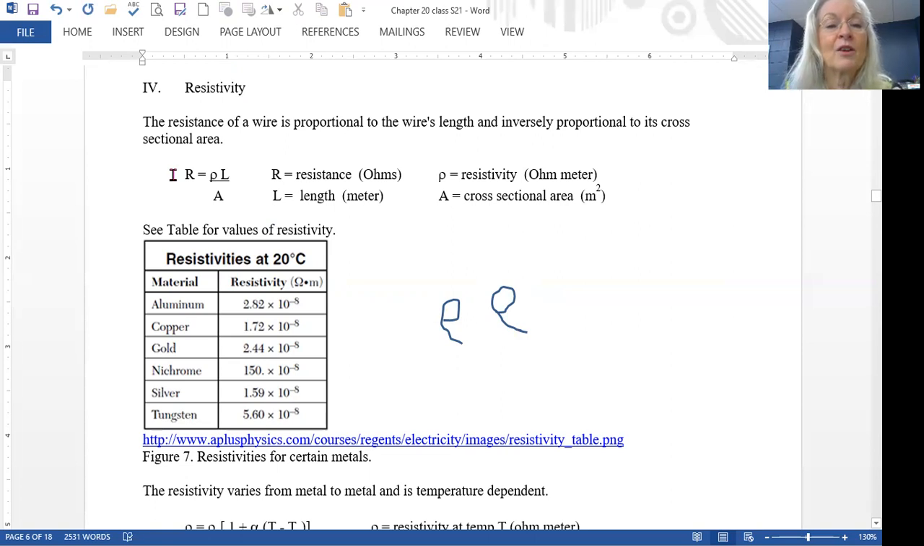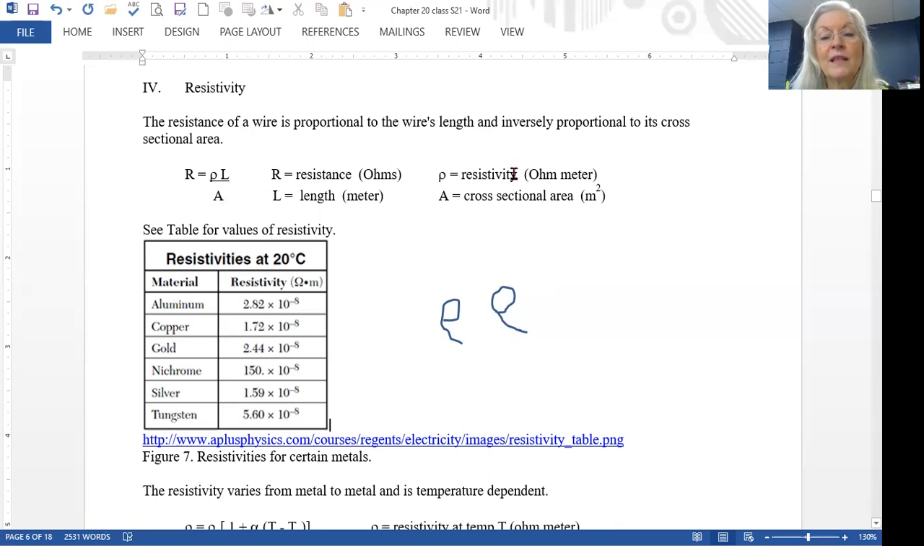R equals rho L over A. So resistivities are temperature dependent. You would look up rho in a table. So aluminum has a resistivity of 2.82 times 10 to the minus 8 ohm meters. Copper is 1.72 times 10 to the minus 8 ohm meters, and so on. They do depend on the temperature. We're not going to worry about that. We'll assume that most of our experiments will take place at close enough to 20 degrees Celsius so that we don't have to worry with it.